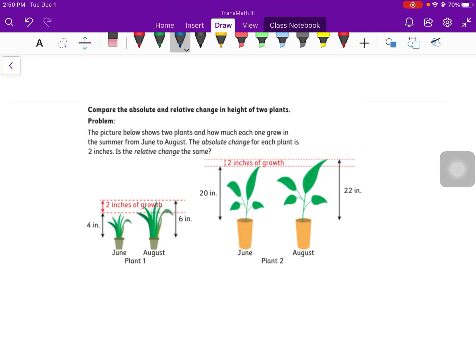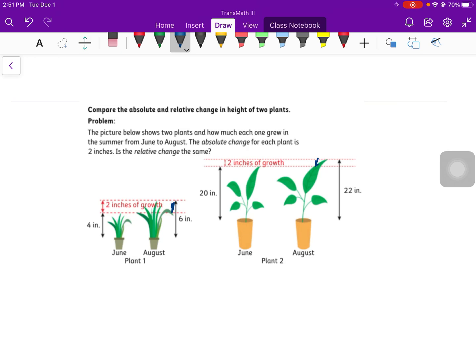So the picture below shows 2 plants and how much each one grew in the summer from June to August. The absolute change for each plant is 2 inches. Is the relative change the same? So there's a lot of words going on, but the absolute change is how much did it grow. This one grew 2 inches. This one also grew 2 inches. That's the absolute. How much did it actually grow? The relative change is how much did it grow as a percent of itself.